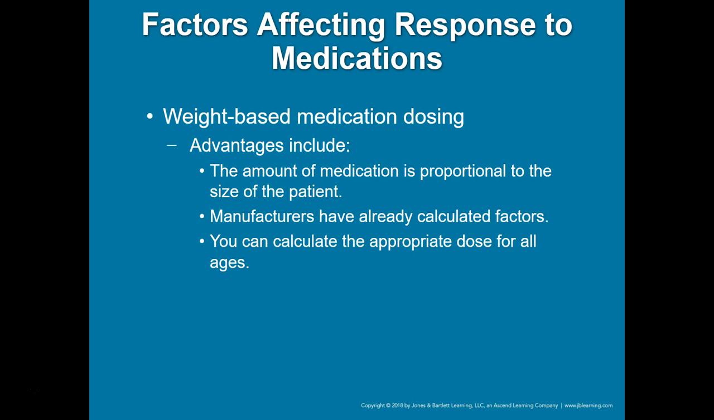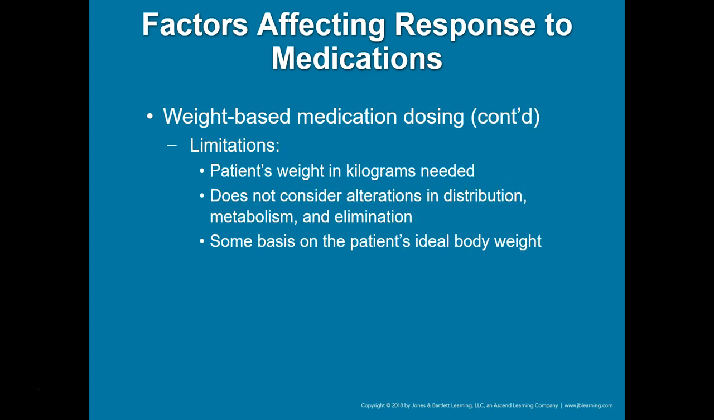Weight-based medication dosing, like I mentioned, especially for the kids, is given proportionally to the size of the patient. Manufacturers figure out all those dosage ranges. Something that you have to do is, of course, convert it all to kilograms. It does not consider alterations in the distribution, metabolism, and elimination. But for the most part, it does pretty well. And some are based on ideal body weight, not actual body weight. So that's a whole other calculation, and they'll mention the formula for that here in a minute.